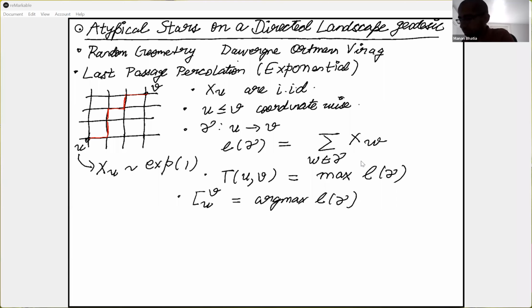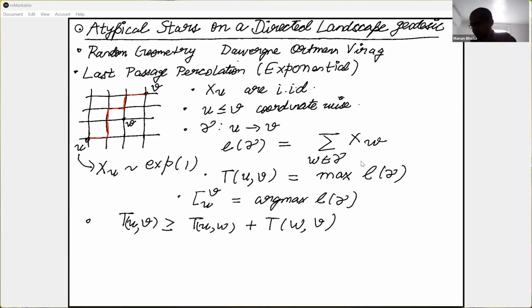Right. So you can think of this as a model of random geometry. Usual metrics satisfy the triangle inequality, and this satisfies the reverse triangle inequality because you took the maximum instead of the minimum. Say this was the point W. The reverse triangle inequality would say that the passage time from U to V is at least the passage time from U to W plus the passage time from W to V. These sort of things you can directly see from the definitions, right?